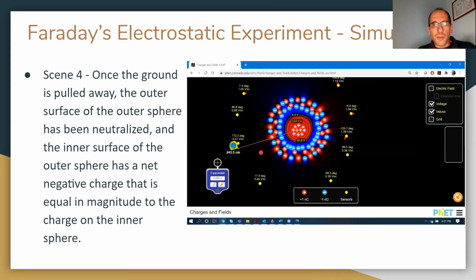And so what you end up with is the outer edge of the outer sphere is now neutrally charged, but the inner edge of the outer sphere is negatively charged. So the net charge now on the outer sphere is negative, in this case negative 10 coulombs. You have 10 coulombs on this inner sphere, so the net charge on this outer sphere is negative 10 coulombs. And as a result of this, the voltage out here is very, very low.